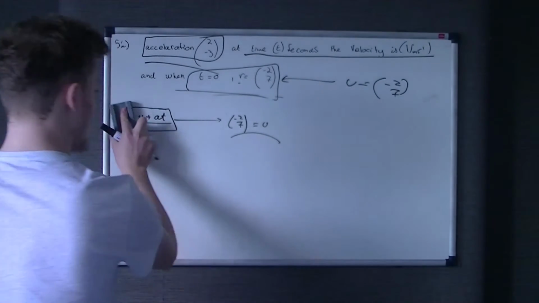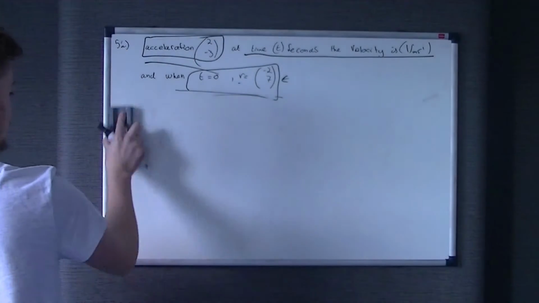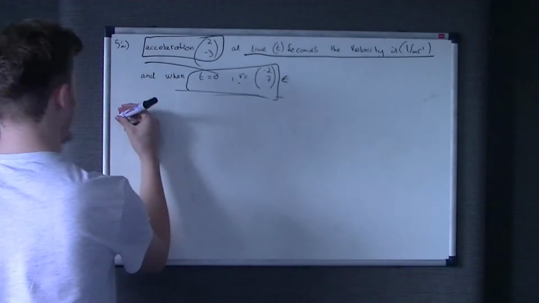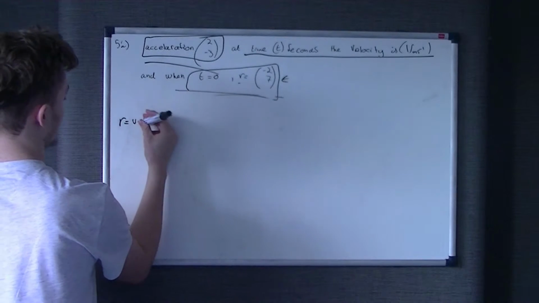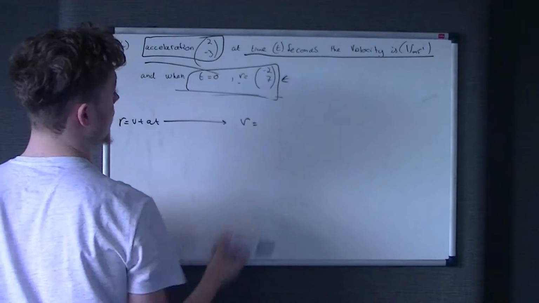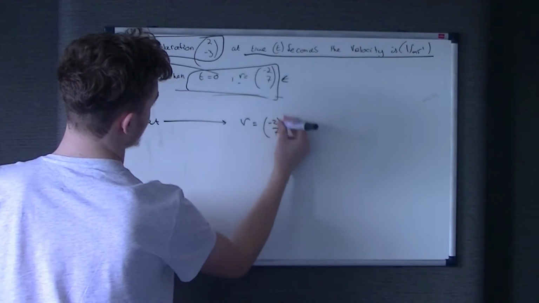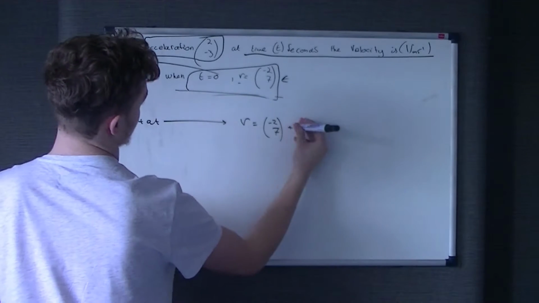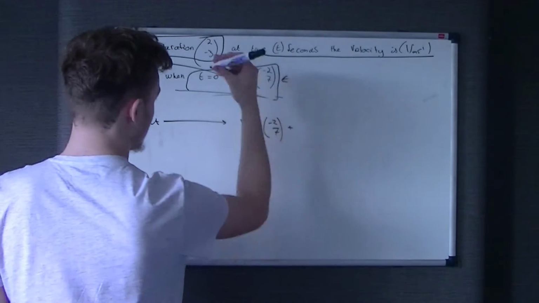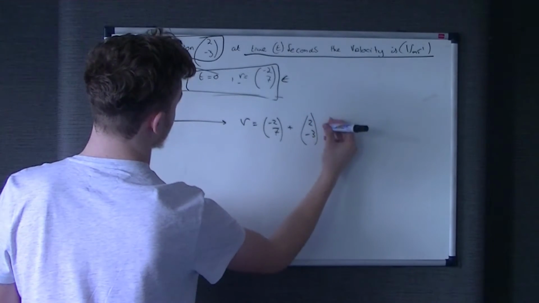Hopefully you see that u is at minus 2, 7. Shouldn't have really rubbed that out, never mind. So we want v equals u plus at, subbing in what we know. We don't know v, that's sort of like putting r. U is minus 2, 7, which is the position on the line, plus a, which is our acceleration vector, 2 minus 3, times t.